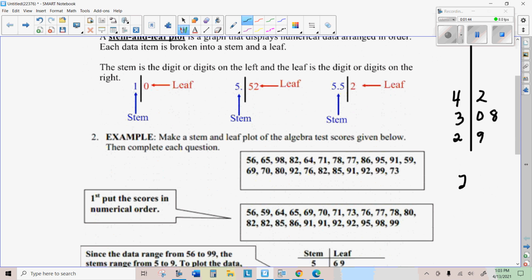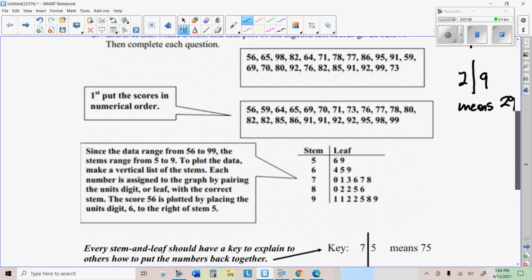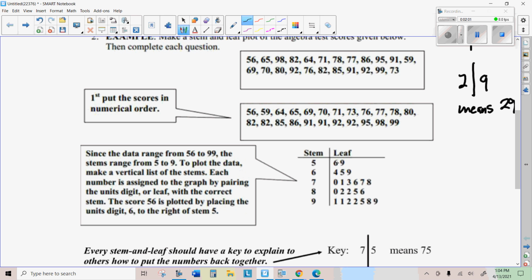So the key would look something like this, and then you would just say it means or equals 29. Now, let me show you this. This is all the data arranged. Notice that we have numbers in the 50s, 60s, 70s, 80s, and 90s. Notice there's two 91s. You have to put both of those ones, just like you would if you're arranging for the median. And then the key looks like this for that.